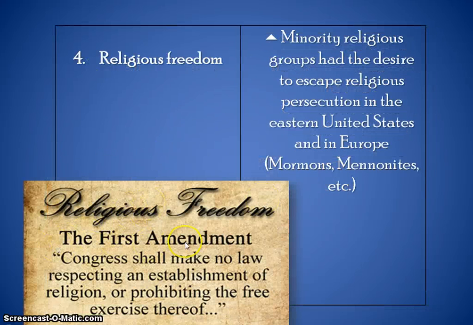Religious freedom, here's the First Amendment. Congress shall make no law respecting an establishment of religion or prohibiting the free exercise thereof. And it goes on. Minority religious groups had the desire to escape religious persecution in the eastern United States and in Europe. Persecution means that they were treated badly, unfairly. And some groups, such as the Mormons, the Mennonites, and other ones, decided that they were going to go west so they could worship the way they wanted to.